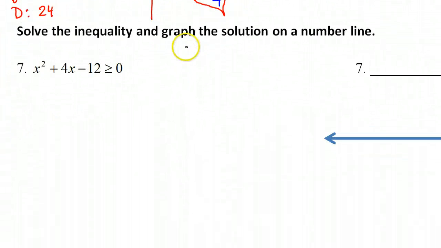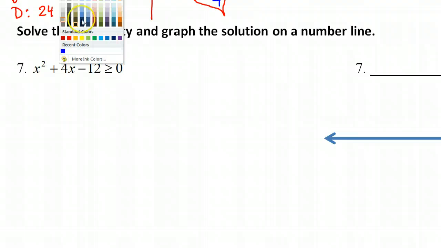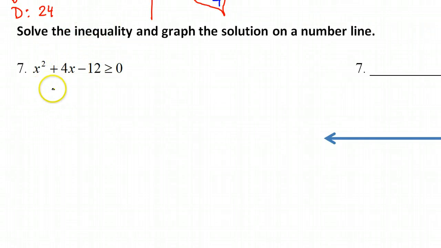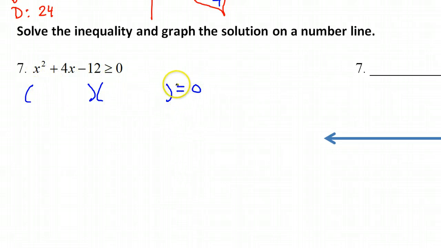Okay, let's take a look at number 7. Solve the inequality and graph the solution on a number line. The inequality is x squared plus 4x minus 12 is greater than or equal to 0. The best thing to do is to solve this using factoring. For a minute I'm going to ignore the fact that this is an inequality, and I'm going to factor it and set it equal to 0. That way I'm getting the x-intercepts.